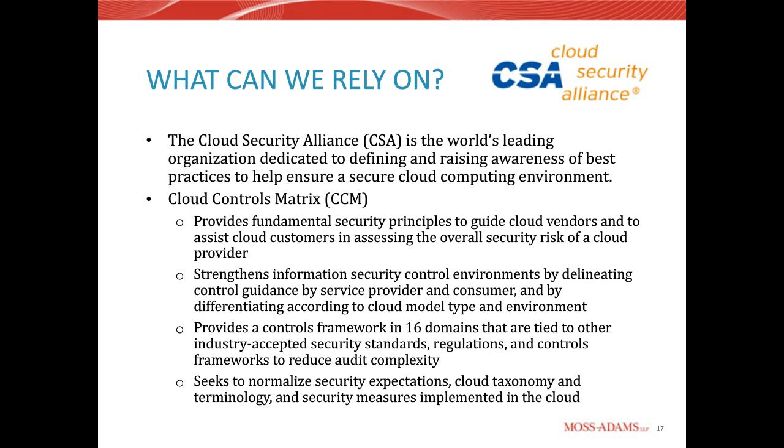The CCM also delineates controls by architectural relevance, such as network, compute, storage, and by cloud service delivery models such as SaaS, PaaS, and IaaS. These help providers and the users of their service determine which controls should be evaluated based on the service being provided. The overarching goal of the CCM is to normalize security expectations, define cloud terminology, and provide best practices of the security measures that should be implemented in a cloud environment.